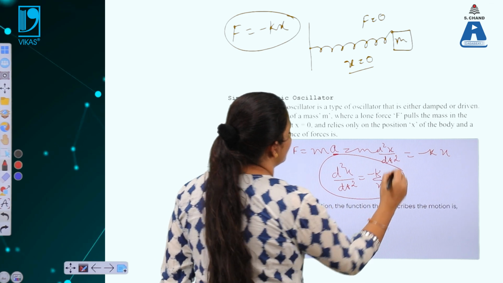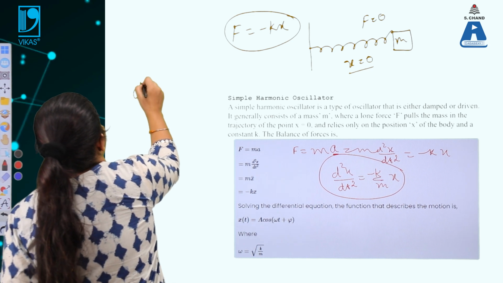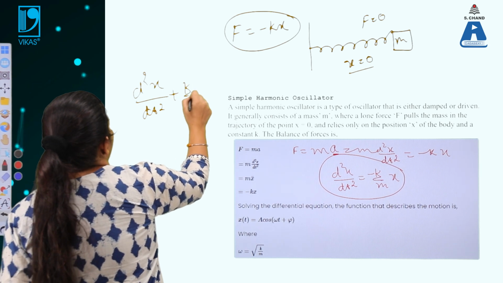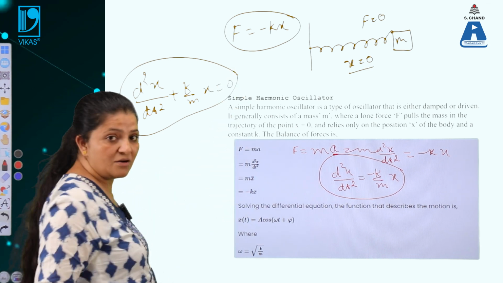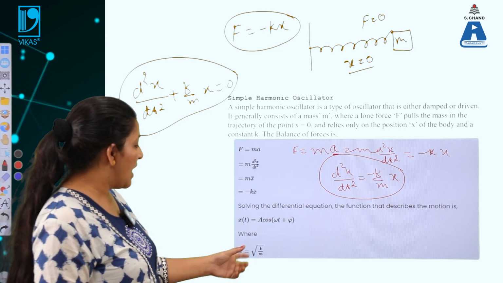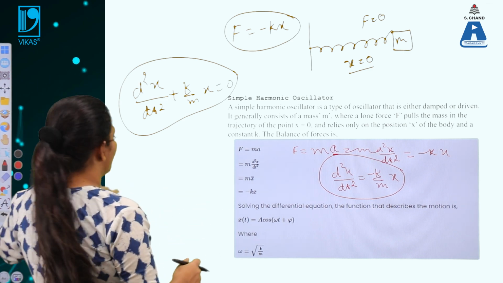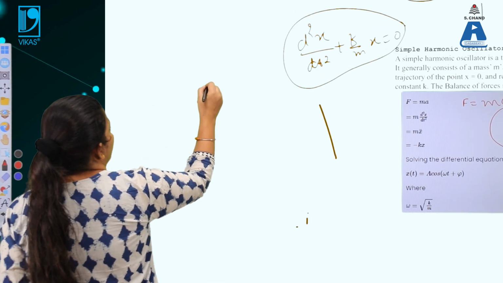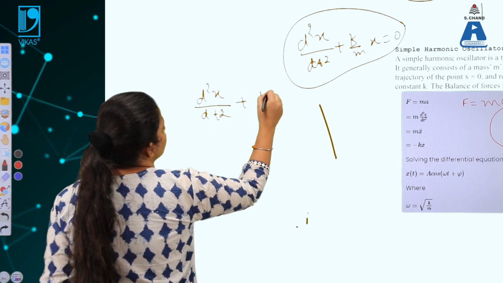Now this is a second order differential equation. So the second order differential equation here is d square x by dt square plus k by m into x equals 0. Now the solution of this second order differential equation can be calculated. We know that the second order differential equation is d square x by dt square plus k by m.